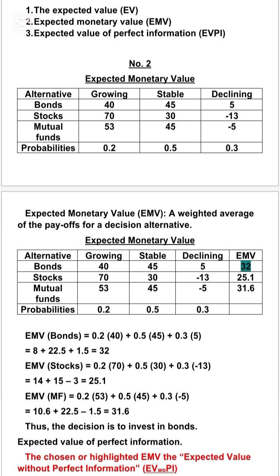You are getting the idea from there. And the next thing, mutual funds, you do the same thing. Then we arrange a table for EMV. Whichever one is the highest, because it's monetary value now, money, you want the highest form of money. Whichever is the highest becomes our expected monetary value, which also doubles as expected value without perfect information.